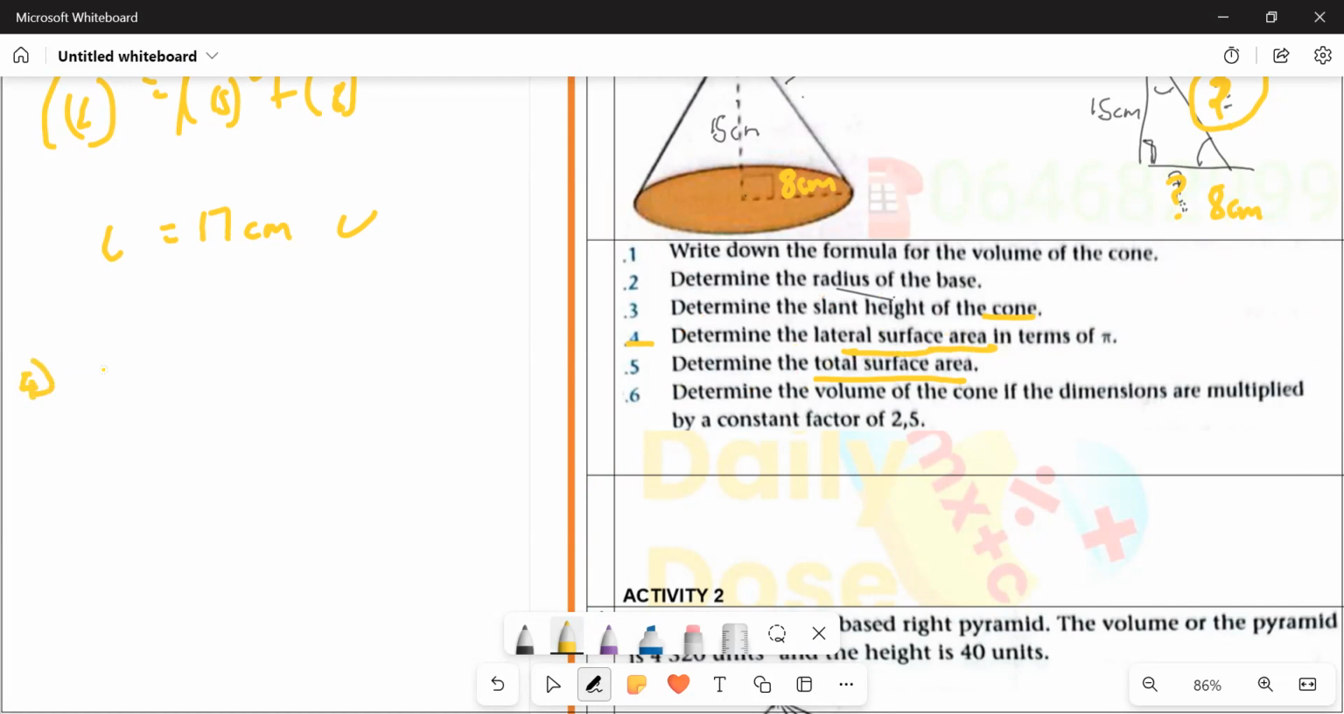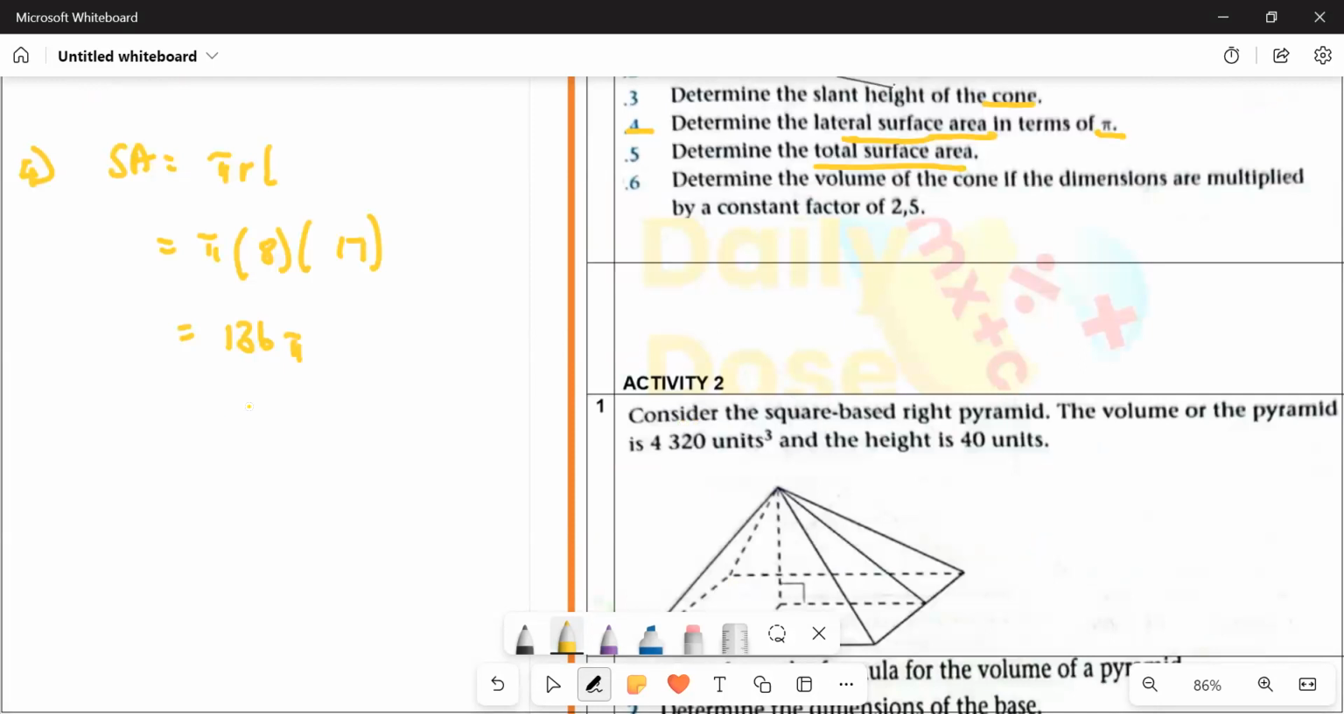That's number 4. What is the surface area of a cone? The surface area of a cone is given as pi RL. And then we know R is 8, and then we got this one as 17. They say we should write it in terms of pi. And then this is going to give us 136, 136 pi. Now, we can say this is going to be centimeter squared.